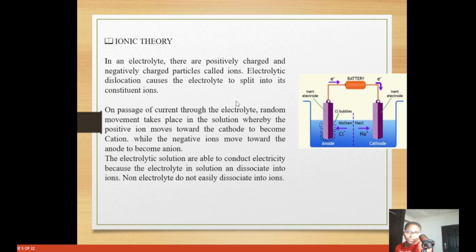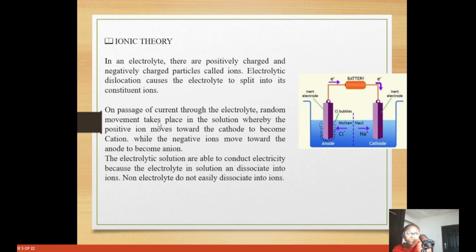So ionic theory. In an electrolyte, there are positively charged and negatively charged particles called ions. Electrolytic dissociation causes the electrolyte to split into its constituent ions. It can be positive or negative.